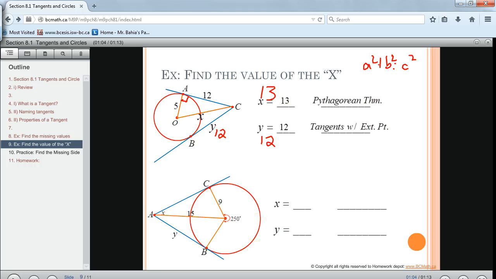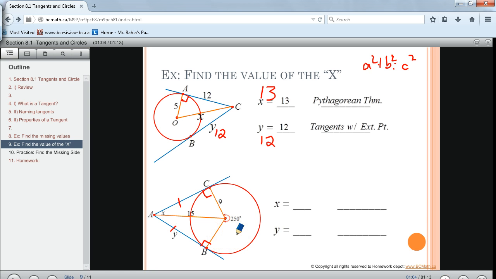So with X, which is right here, what do we know about it? Now this brings up another rule which you may not be familiar with. Before I get to that, let me just talk about what we know. There's a radius, there's a tangent, 90 degrees. There's a radius, there's a tangent, 90 degrees. There's an exterior point, there's a tangent, that means whatever Y is the same as this. So these two lines are equal.